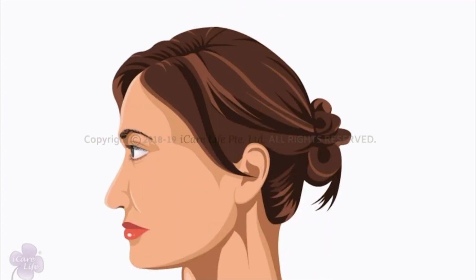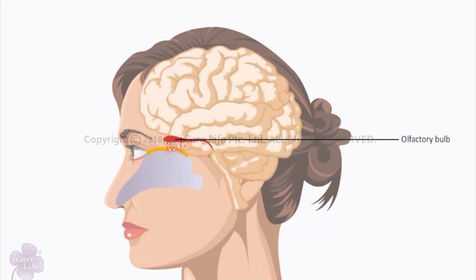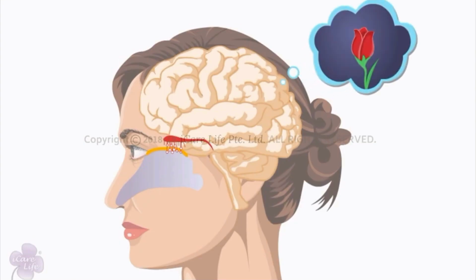Now, let us understand how we can smell. The olfactory bulb, which helps us to smell, is located on the roof of the nasal cavity. The olfactory bulb contains special receptors that are sensitive to different smells. When these receptors detect smell, they carry signals through the olfactory nerve to the brain. The brain interprets the signals and we can recognize a smell.